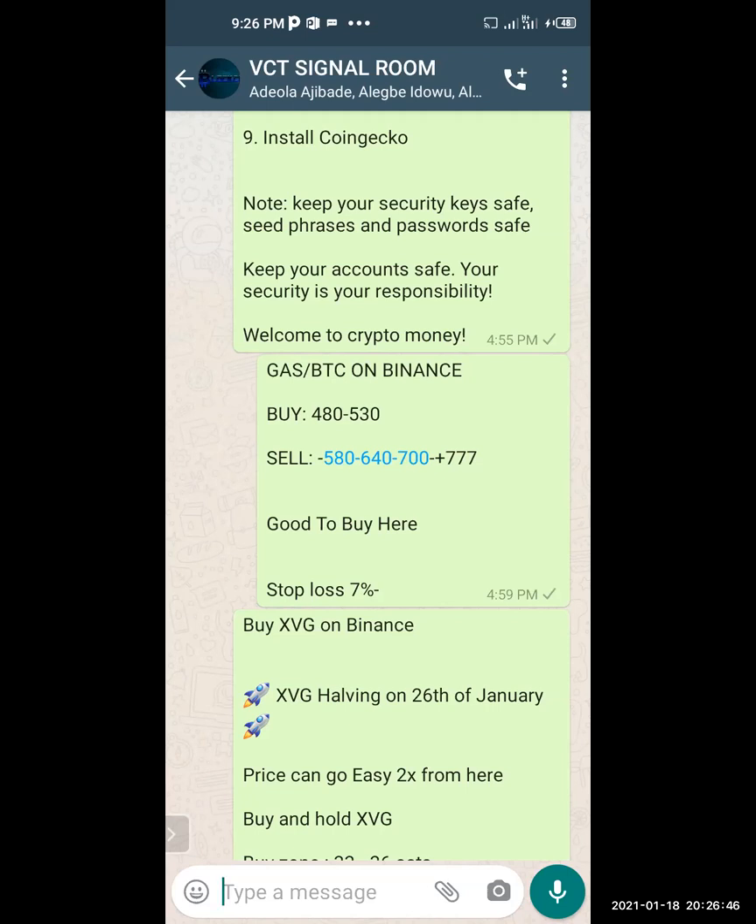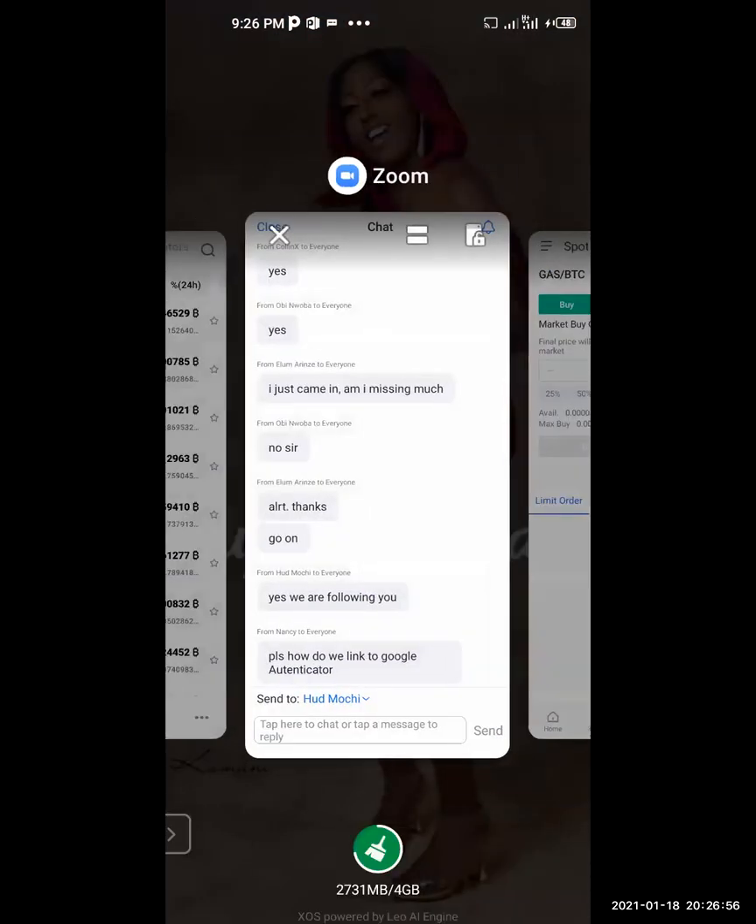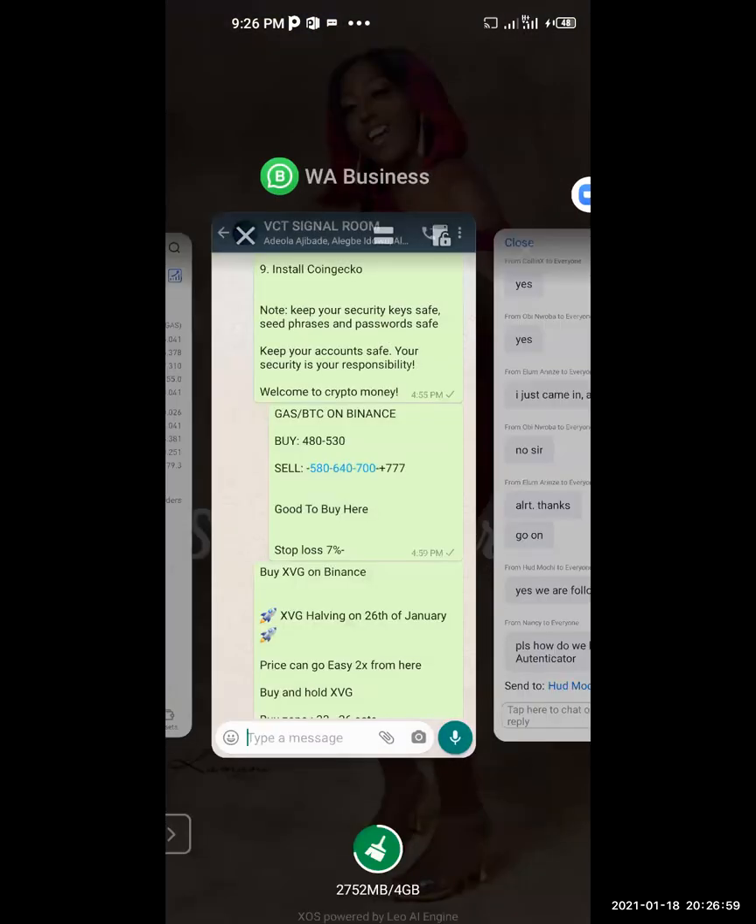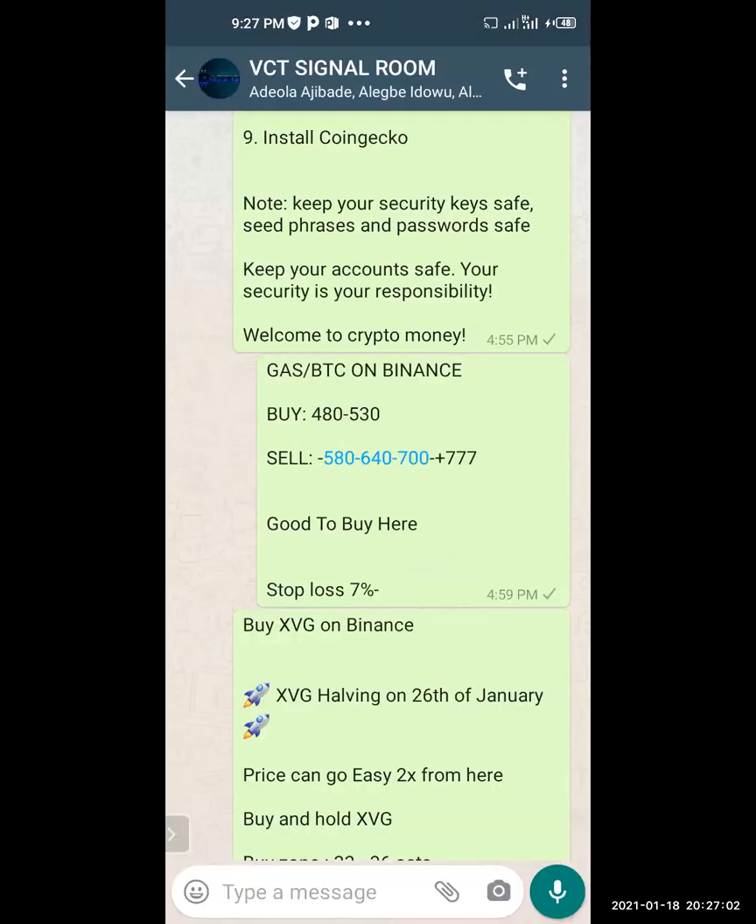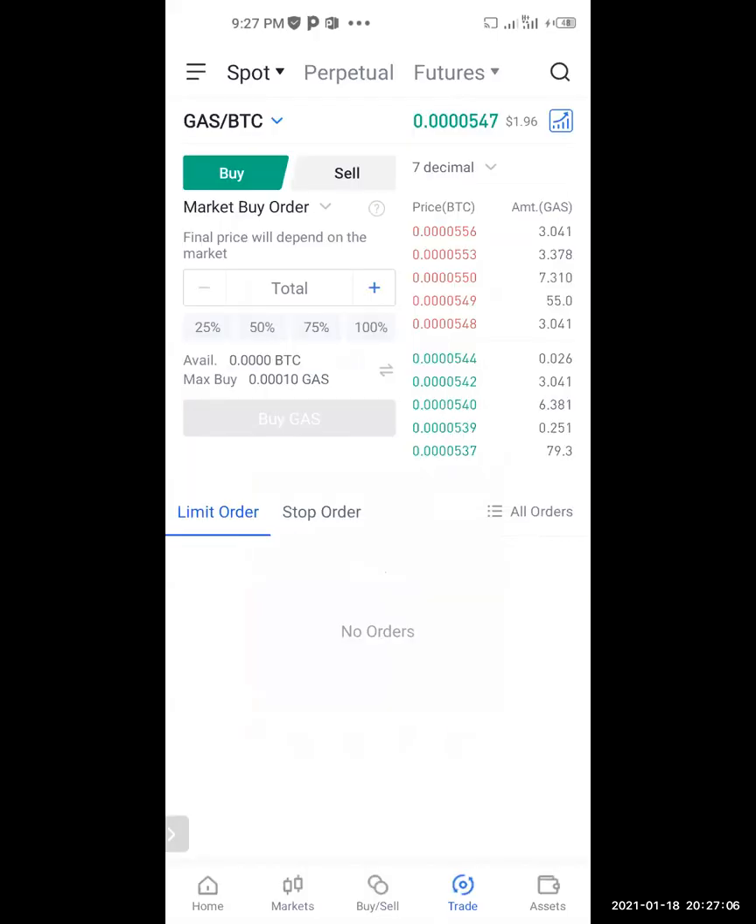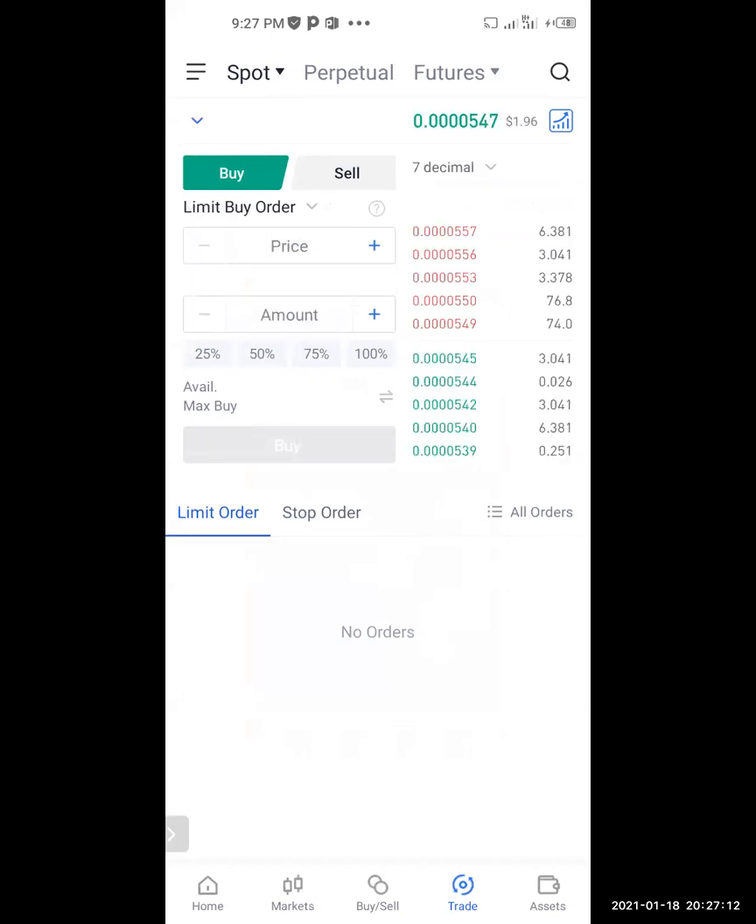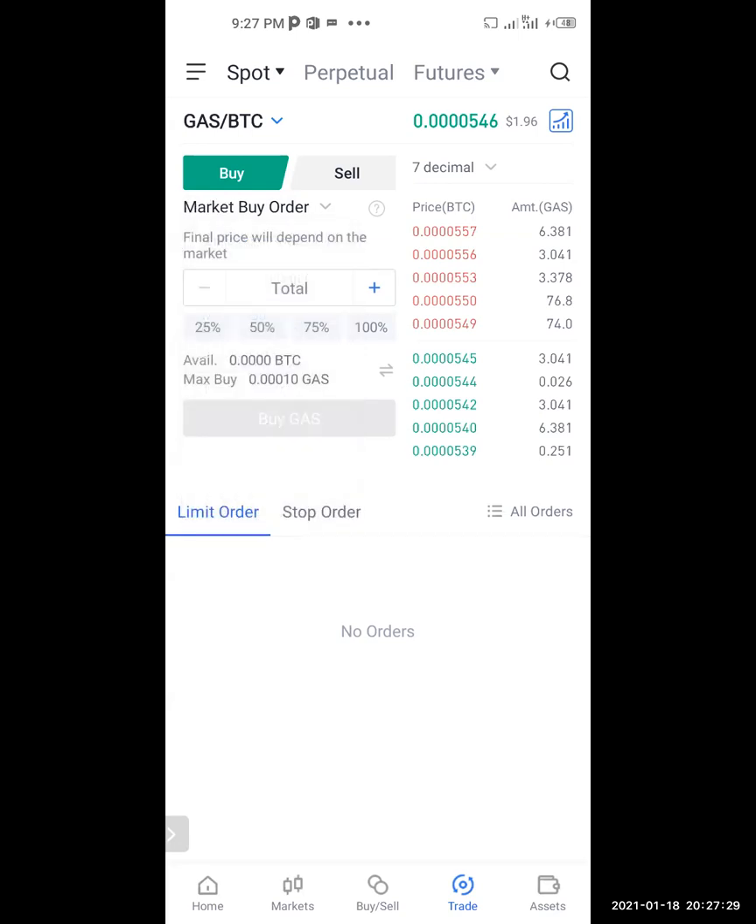So after you bought between 480 to 530, for example, make sure you're buying within that range. Let me be sure you're following. You now set your sell target. I like to emphasize the fact that you need to set your sell target immediately. So use your market buy order and you just put 100%. Let's just assume that you had $50 worth of BTC in your trading balance, and you use everything to buy. You click on market buy order, and then you click 100%. All your BTC will buy.